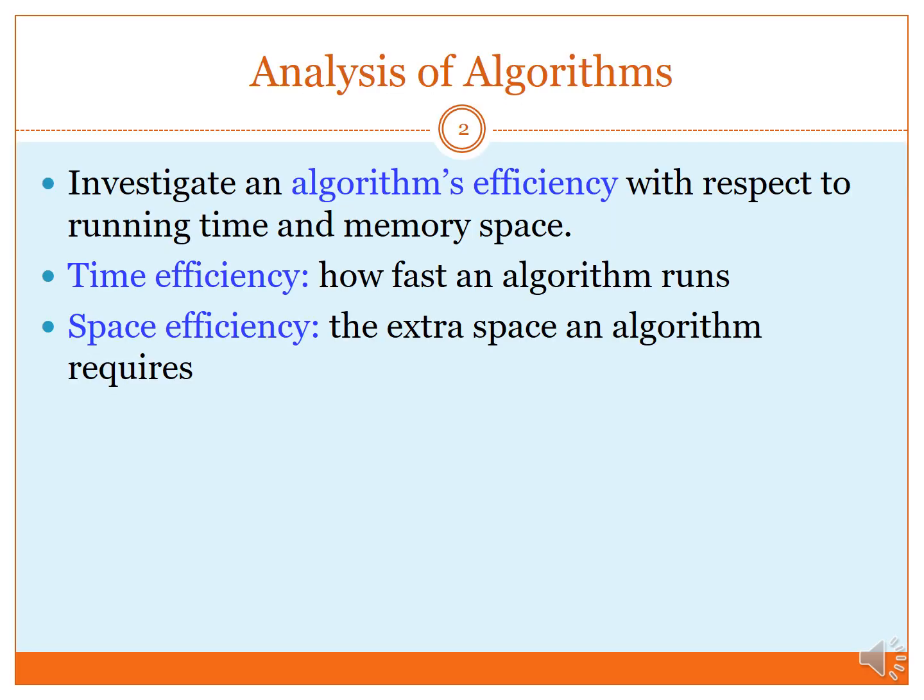Algorithm analysis is the process of measuring an algorithm's efficiency. There are two important measures. The first is time efficiency, which tells us how quickly an algorithm executes. The second is space efficiency, which tells us how much additional memory the algorithm requires during execution. A good algorithm should minimize both execution time and memory usage.